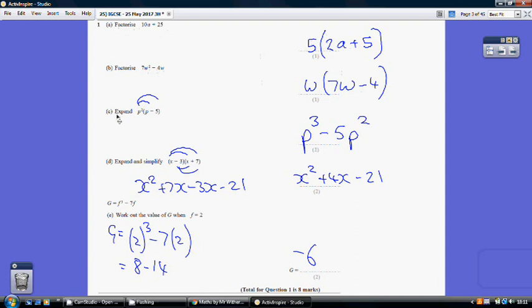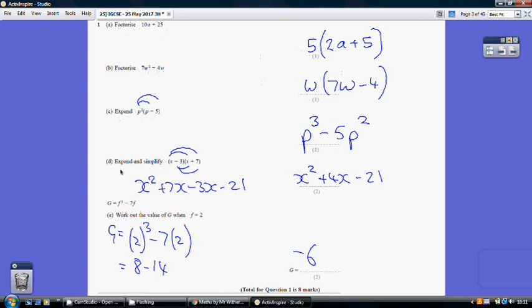Now for part C, remember expanding means getting rid of the brackets. So we multiply the p squared and multiply each of the terms in the bracket. P squared times p is p cubed. Get the sign right, it's a minus. P squared times 5 is 5p squared.